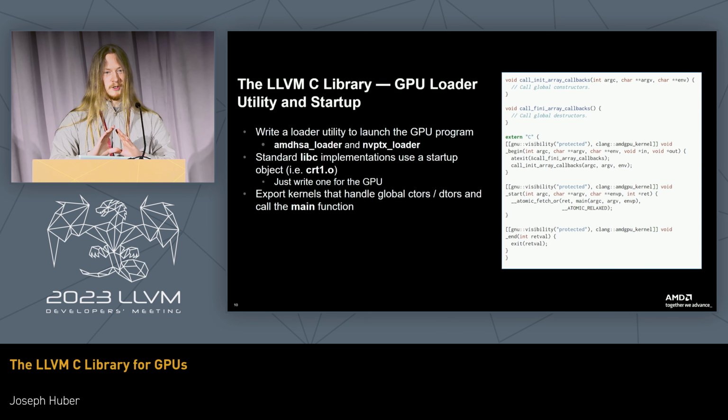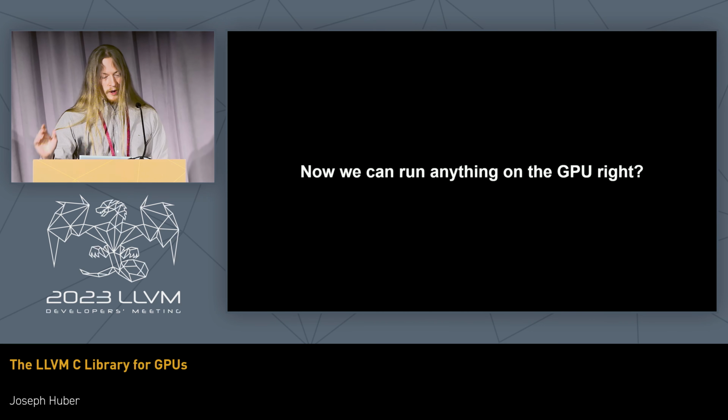So once we do that, we can compile something to a GPU executable and use this AMD HSA loader utility or NVPTX loader utility, which is just a very minimal runtime for the respective GPU that will launch the kernels necessary to pretend like this is a standard target. So now that we have all that, we should be able to run anything on the GPU, right?